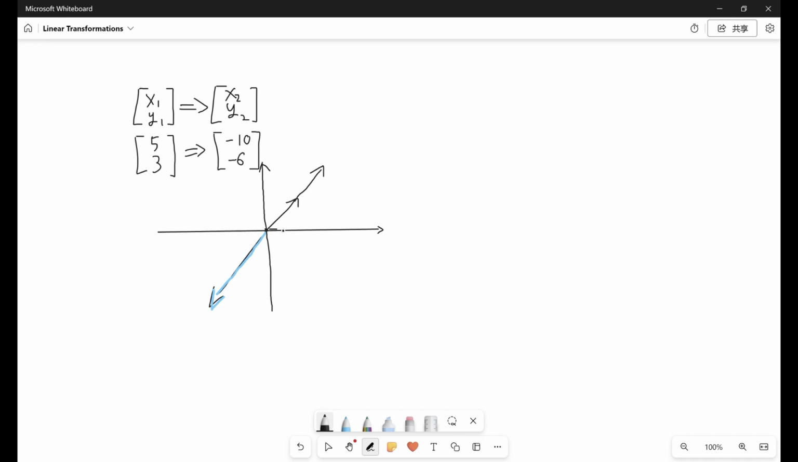We still use the same basis vectors to make the two vectors. For example, right now I need 1, 2, 3, 4, 5, and then 1, 2, 3 basis vectors to make 5, 3, right? Like this, 5, 3 is going to be equal to 5 times vector i plus 3 times vector j.